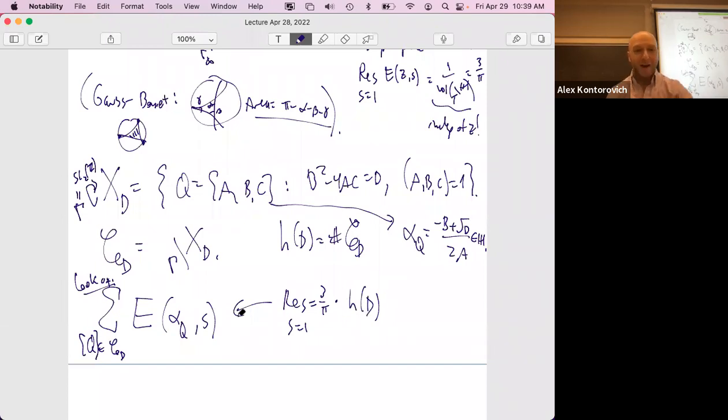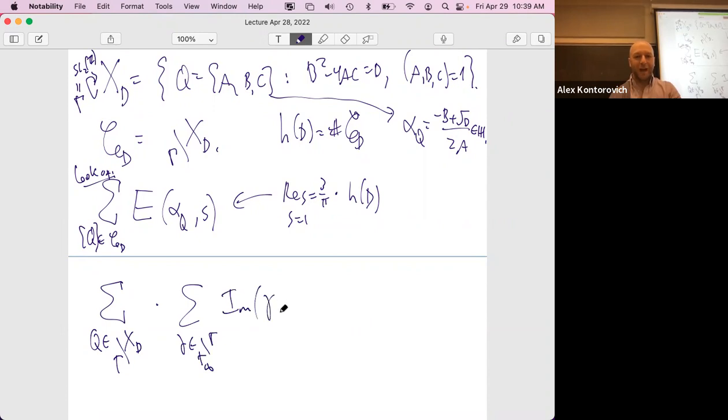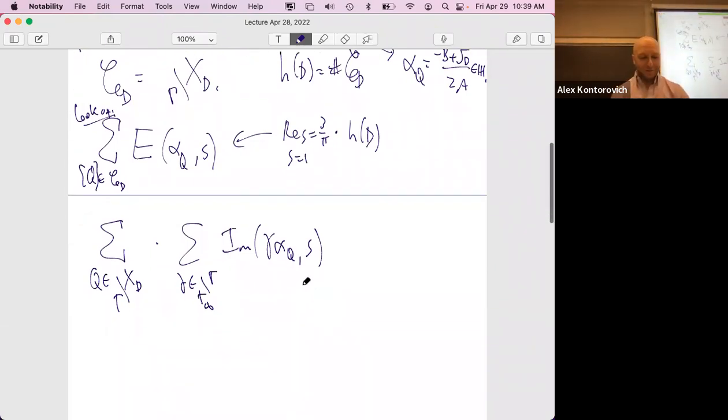Okay, now we also, if you open this a little bit, so this is Q again in the class group, X mod gamma. The Eisenstein series itself is a sum over gamma in gamma mod gamma infinity of the imaginary part of gamma alpha Q to the S. Exactly, but before, we can do this in a variety of ways. One way is before unfolding: what's the imaginary part to the S?